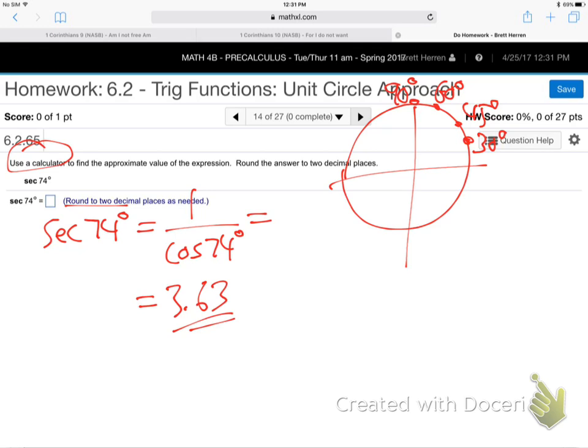Is this not the right way to do it? You check your mode. You must be in radian mode. How do I do it? Hit your mode button. Interesting. Right. The same exact thing.